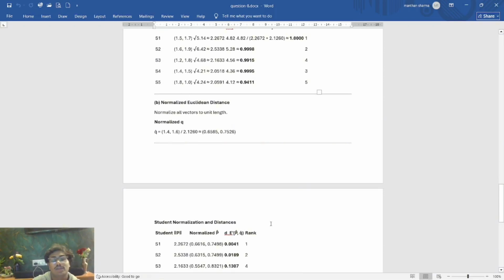Now looking at the normalized Euclidean distance. So normalized Q is equal to (1.4, 1.6) upon 2.1260, which is approximately equal to (0.6585, 0.7526). Therefore, the rank will be S1, S2, S4, S3, and S5.